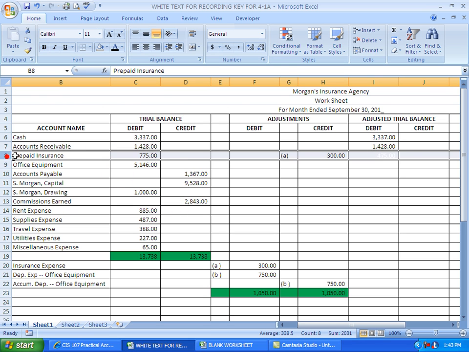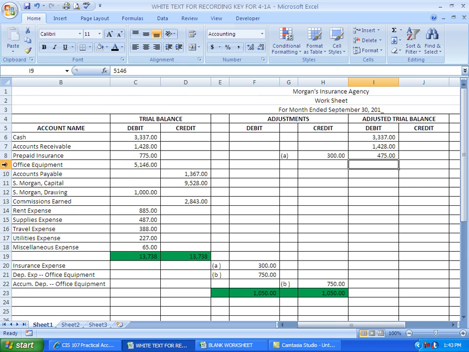Prepaid insurance started off with a debit of $775. Now we're crediting it for $300. So if you credit a debit, you're going to have to subtract, and the difference is $475. So this is the new balance of your prepaid insurance. Now it's brought up to date here on the adjusted trial balance.